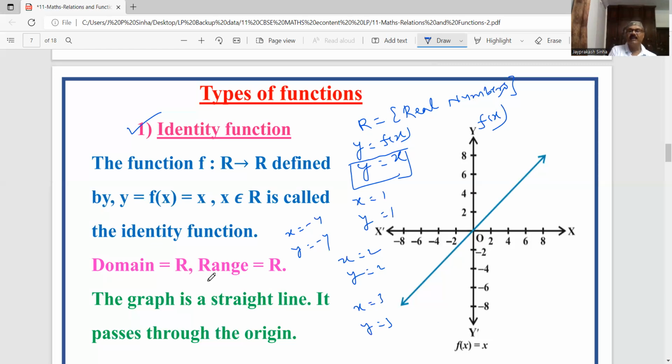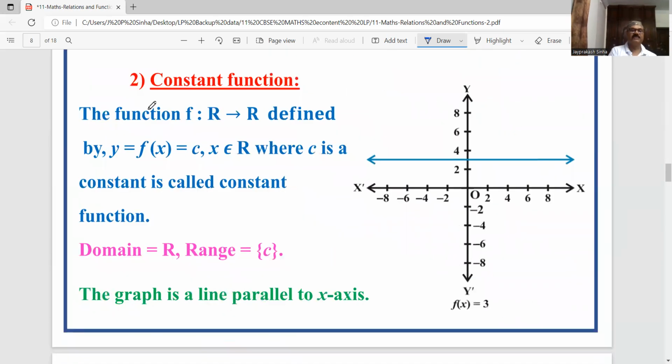So what is the domain here? The domain of the identity function is the set of real numbers. What is the range? The range is also the set of real numbers. And the graph is a straight line. It passes through the origin. So this is the first type of function. Now we are going to see the second function.